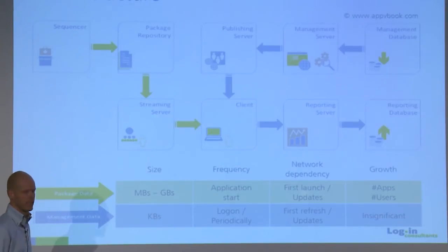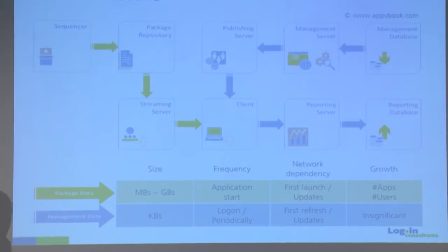So how often would that data be accessed? In the case of package data, this is a shared content store environment, so every single application launch and continuous launch would access that data. That's quite important. While the management data would only be accessed periodically, or at log on. Network dependency: when you launch an application and the network is not there, the application fails. While if you log on and the publishing server is not there, you could still have the information locally cached.